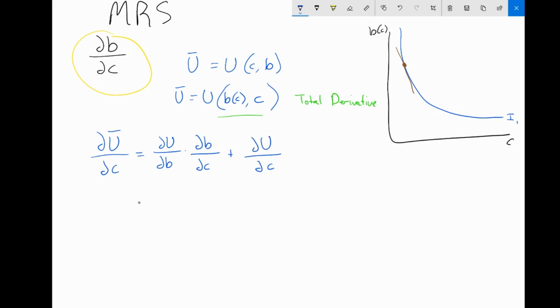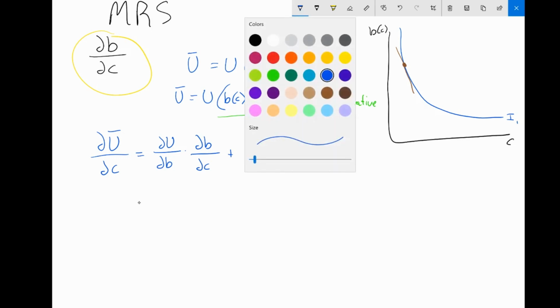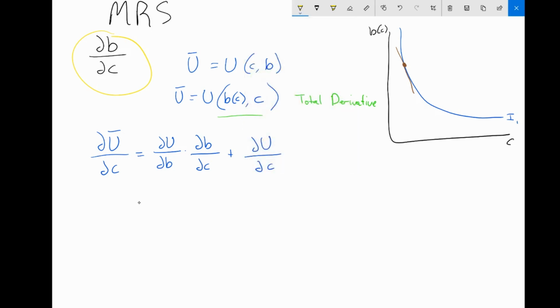Okay, so there's our total derivative. We're going to use that total derivative to derive what we're looking for. First, notice this total derivative includes what we want. There it is, the marginal rate of substitution. Now we just need to solve for this, and it's going to give us the equation for the marginal rate of substitution. All right, so let's do that.